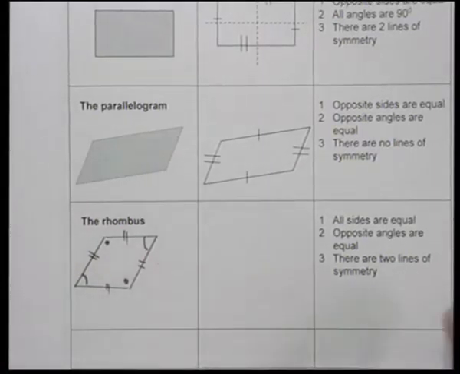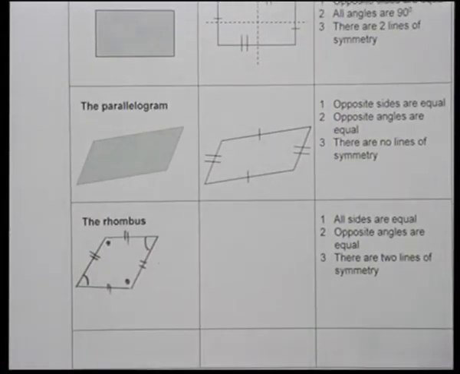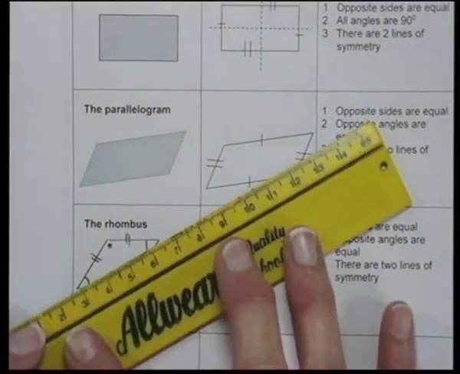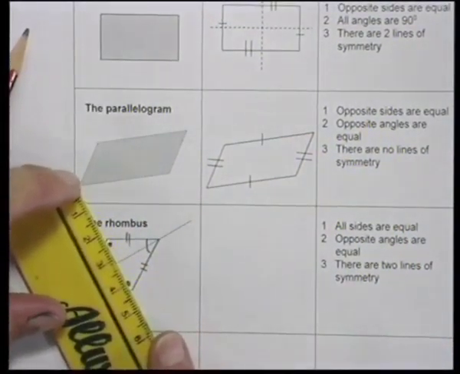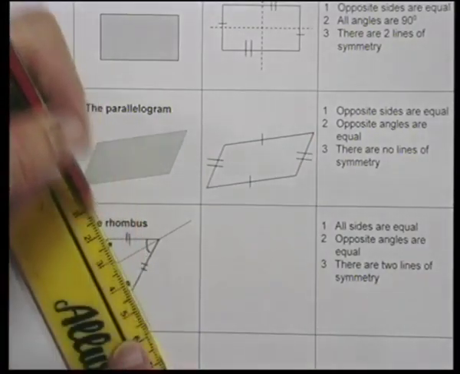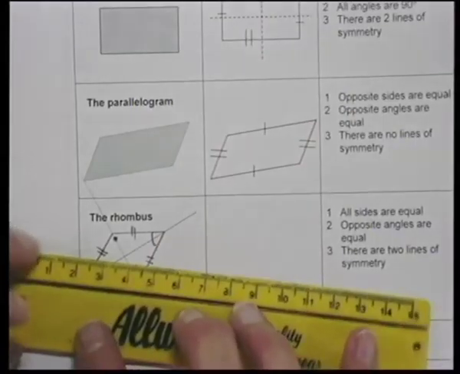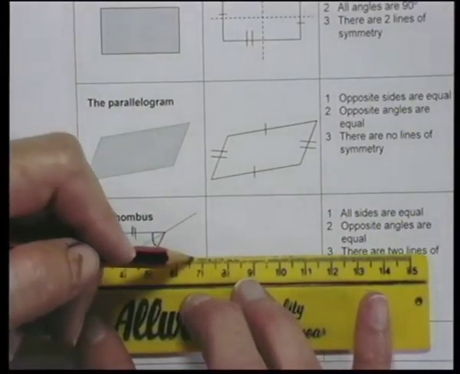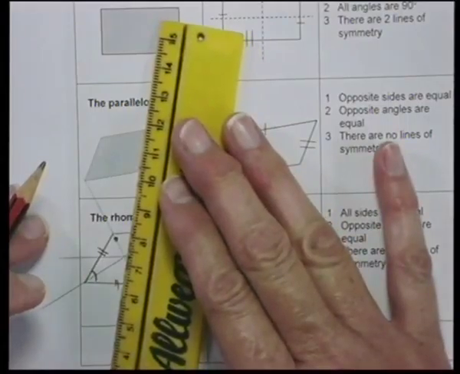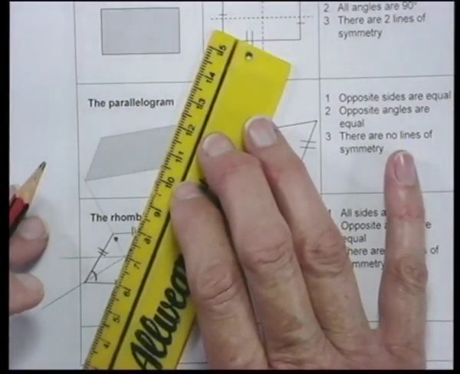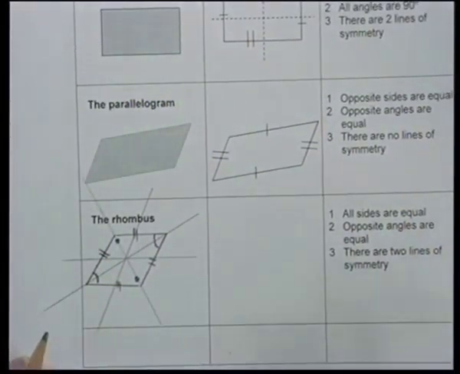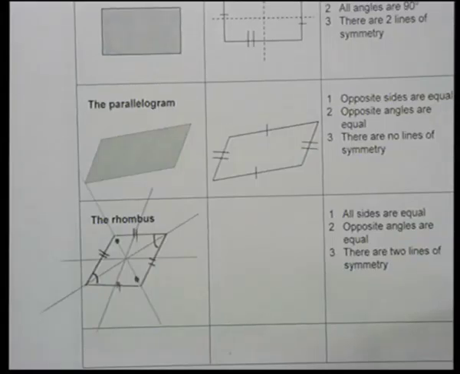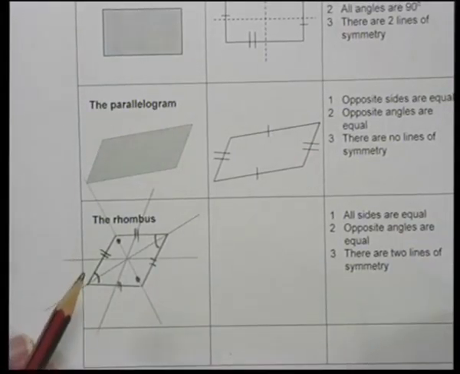Right, and they say there are 2 lines of symmetry. Where are the 2 lines of symmetry? Are they here? Can we draw it over here? Will the opposites fall onto each other if we draw it like this? Or must we draw it like this? Will the 2 parts fall onto each other if we draw it like this? Right, all sides are equal, the opposite angles are equal, and there are 2 lines of symmetry. Make sure you know which ones that is.